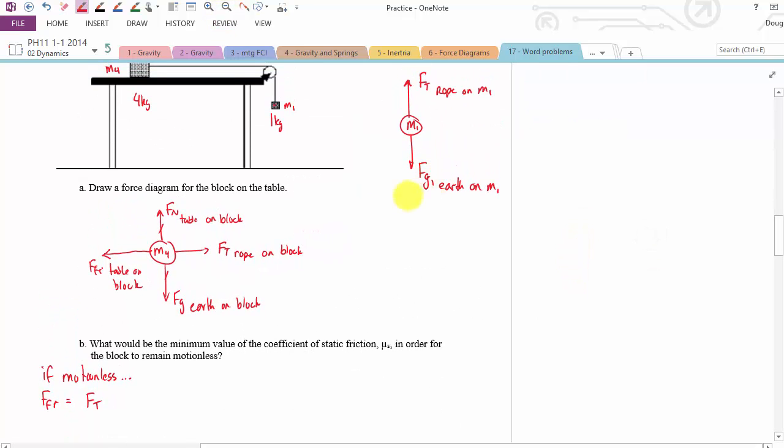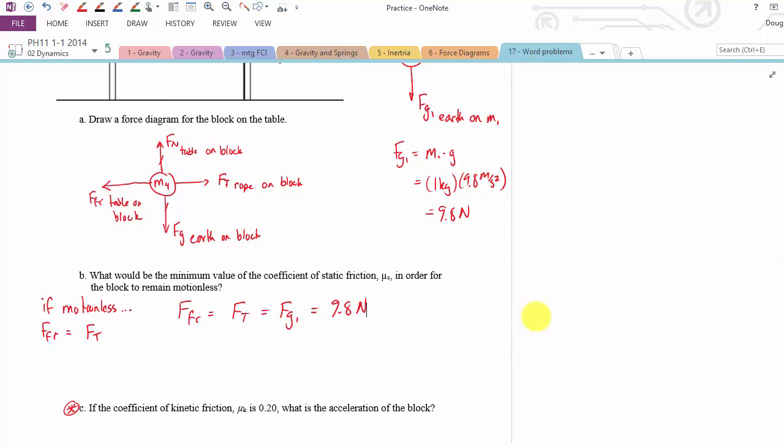If you know FG1, and you do, FG1 is M1 times G, so that's 1 kilogram times 9.8 meters per second squared, that's 9.8 newtons. If you know FG1, then you know FT, because if that block's not moving, this block's not moving. So those two forces would be balanced. So if you know FG1, you know FT, that's the tension. And the tension of this rope is the same as the tension on that rope, which is that force. And that tension is balanced with the force of friction. So we actually know all these things. Force of friction is the force of tension, which is Fg1, which is 9.8 newtons.